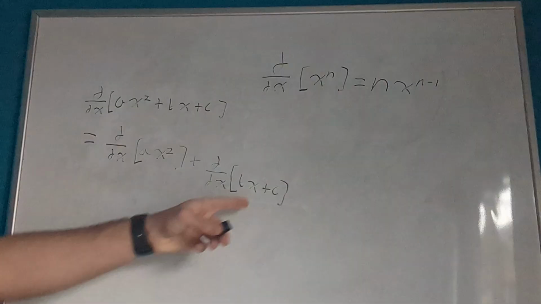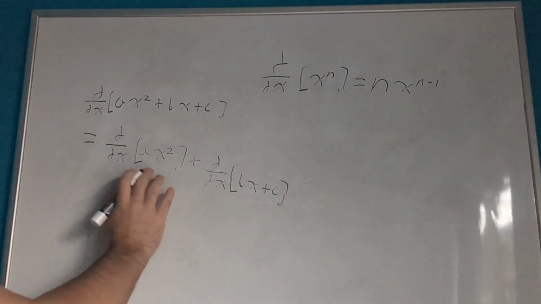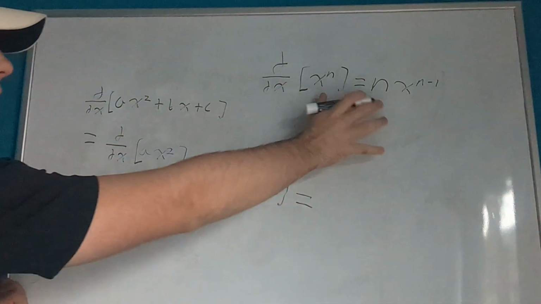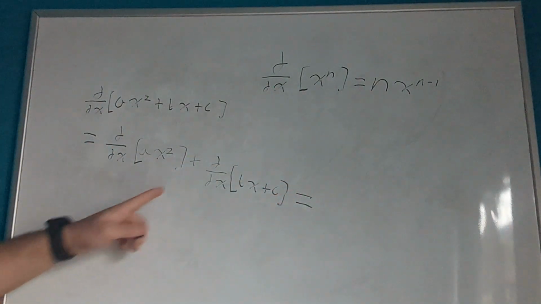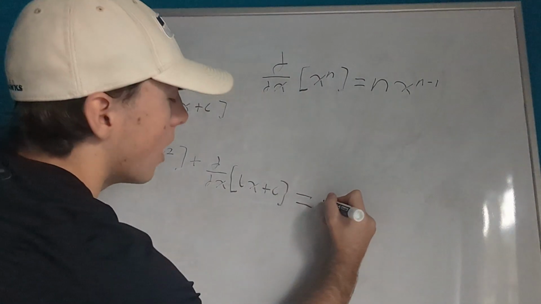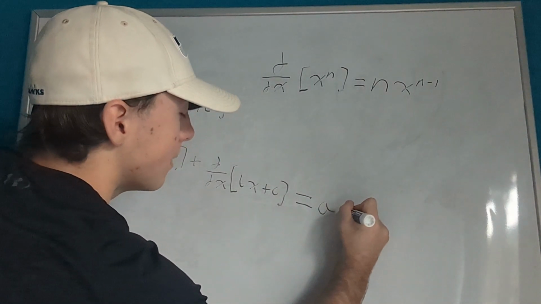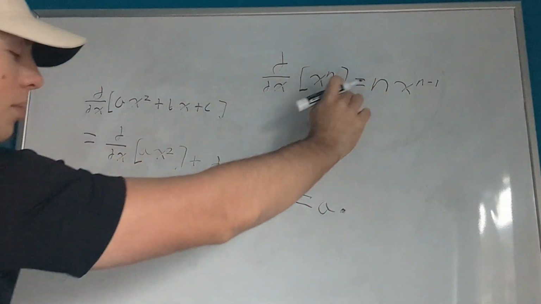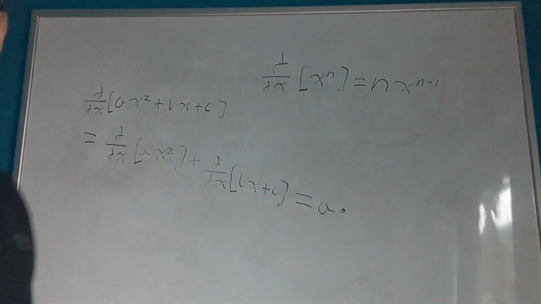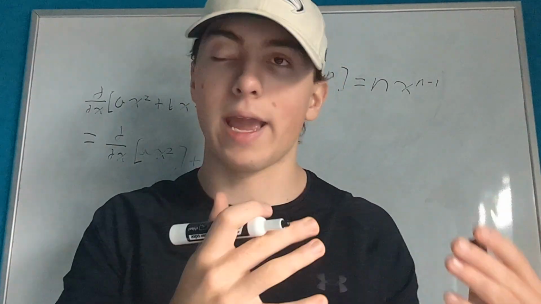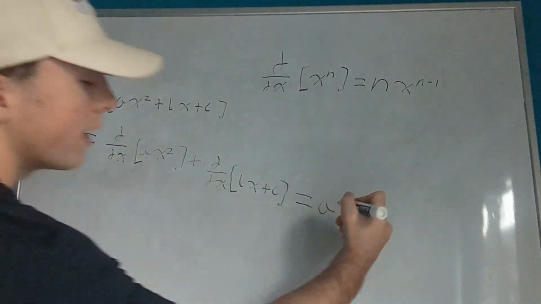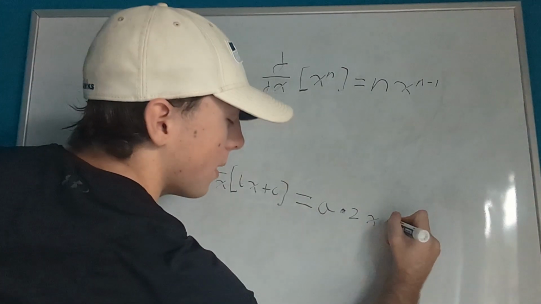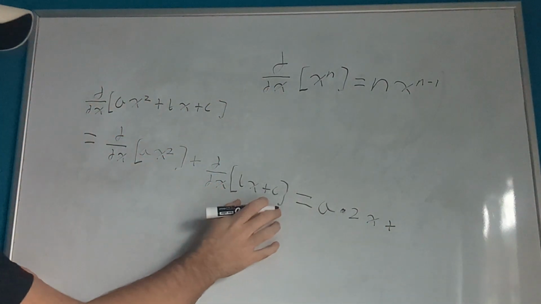Now, this part's a little scary. This part, though, is not scary for us. So let's start with the scarier part. We know this formula up here, and we have an x squared, so we're going to use this formula here. We're going to end up with a times x squared; we bring down the 2, because that's what the formula says, and we subtract 1. So we'll just get a times 2x, then plus the derivative of this.